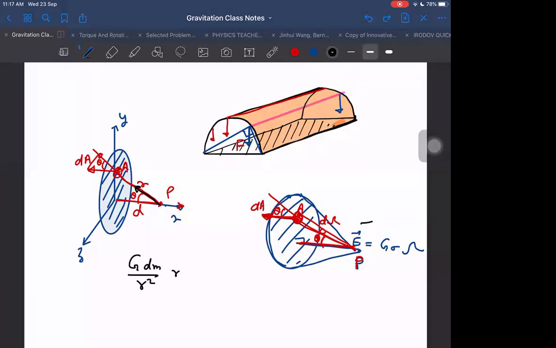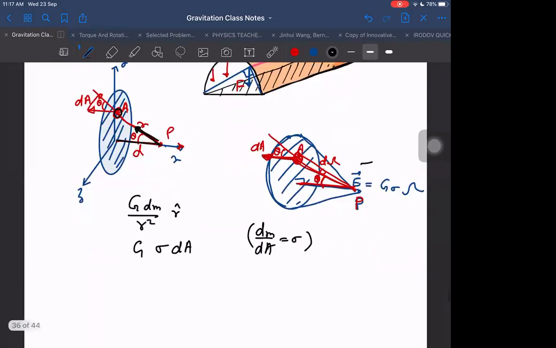Right now it is just the field due to the plane sheet at a point P, which is at a perpendicular distance D. That is along the r cap direction, because it will be pointing towards A. I have taken r in this direction, so it is the r cap direction. I know that sigma into dA can be written as dm, where mass per unit area is the mass density sigma. So sigma into dA is dm. Then dE finally equals G sigma into dA by r square into r cap.